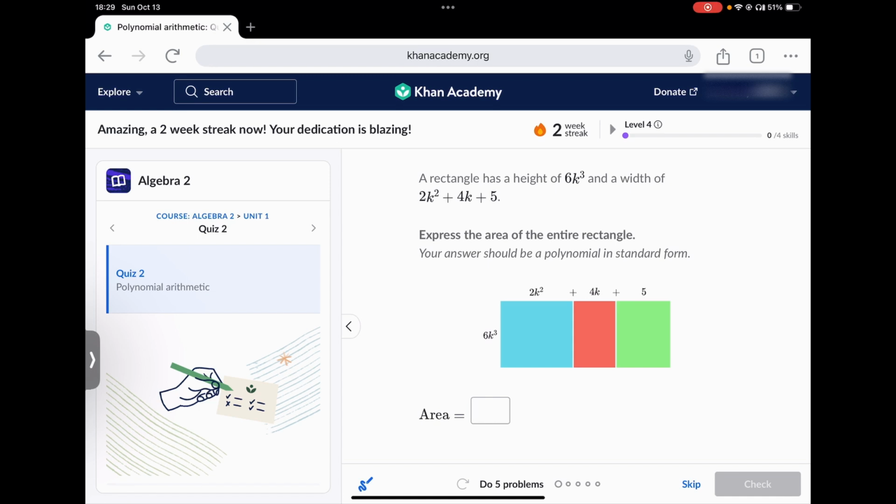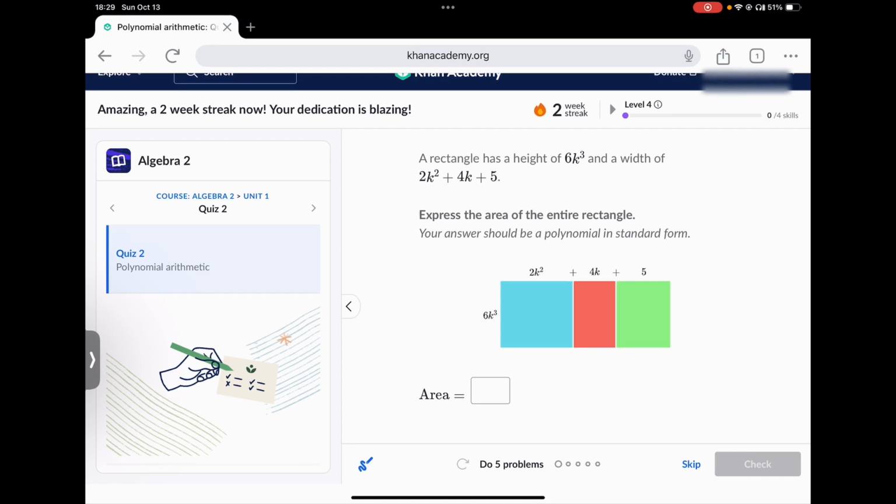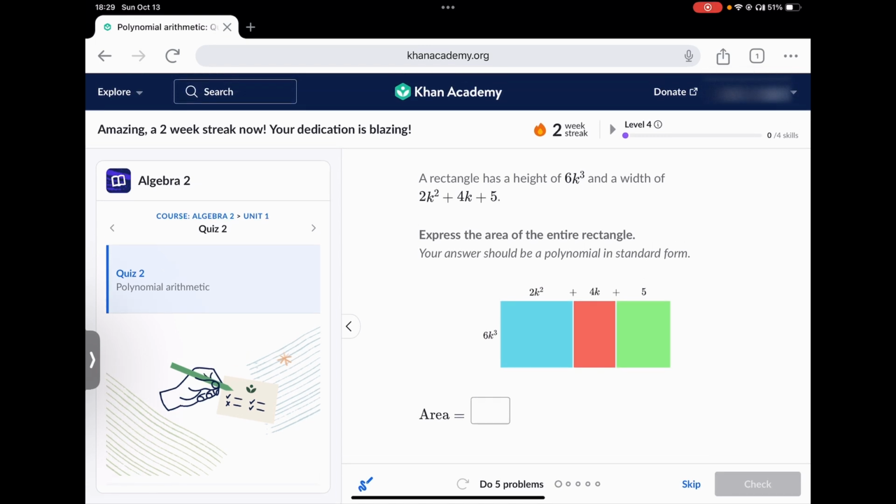So the first question asks for the area of a rectangle that has a height of 6k cubed and a width of 2k squared plus 4k plus 5. And they gave us an area model. So all you gotta do is just multiply height times width. So the first one, 6k cubed times 2k squared.